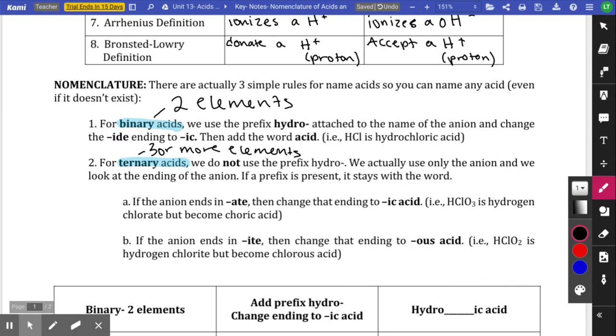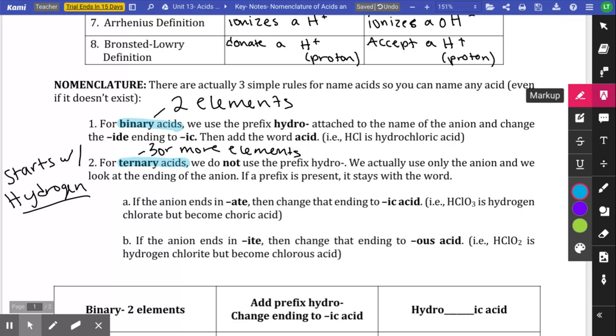And I guess I should also tell you guys, how do we know something is an acid? All acids should contain hydrogen, should start with hydrogen. If it starts with hydrogen, it's an acid. So the first thing we would do is, does it start with hydrogen? Yes. Awesome. All right, let's go ahead and name it. So is it binary or ternary?